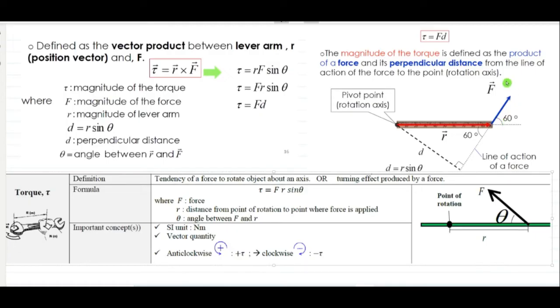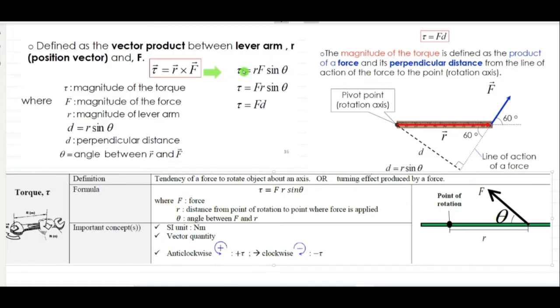Okay, kita tengok dulu method yang pertama. We know that torque is equal to RF sin theta and we know that torque will be maximum when the angle is equal to 90 degree. Okay, so cara yang pertama by definition, torque is equal to FD, di mana F ini adalah nilai force dan D ini adalah perpendicular distance from the line of action of the force.